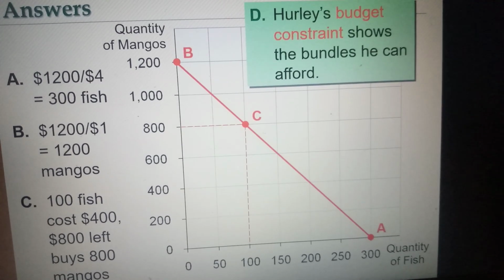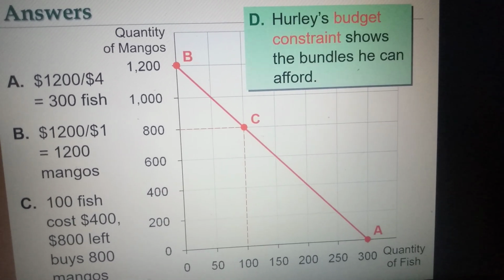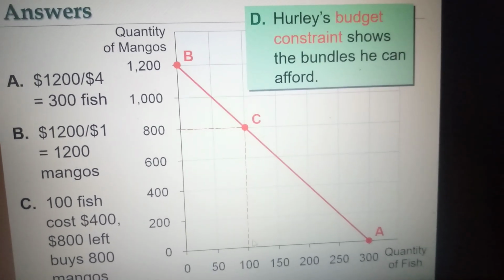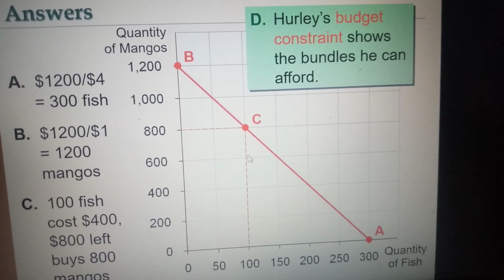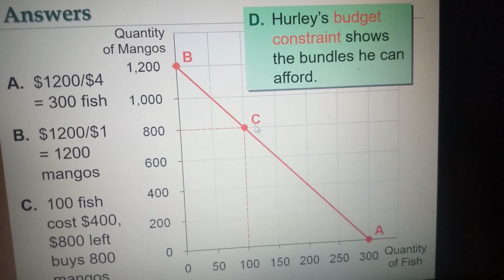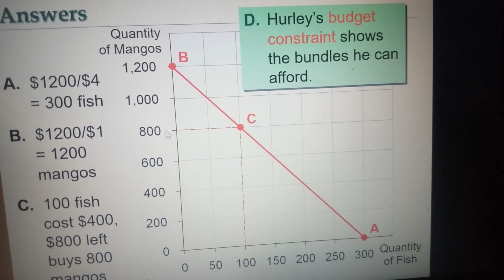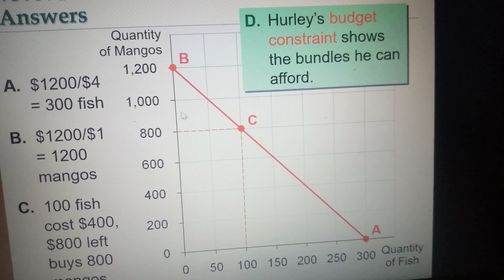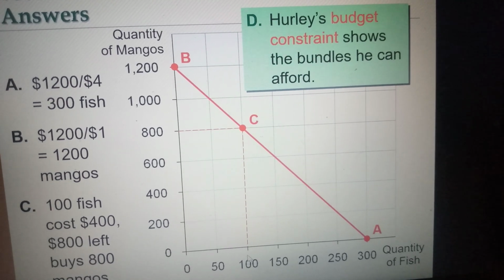When you want to get that one, you say, when he had 100 fish, how many mangoes can he buy? So you are going to join the 100 on the horizontal axis when he purchased 100 fish. When you join to where it meets the downward slope over there, then you trace it to the vertical axis. So this figure here will be the amount of mango he can purchase when he buys 100 fish.